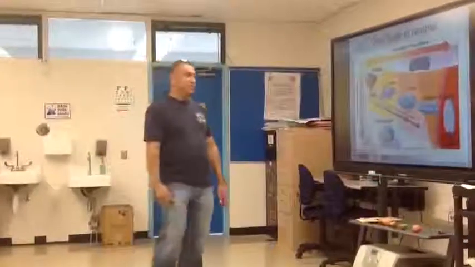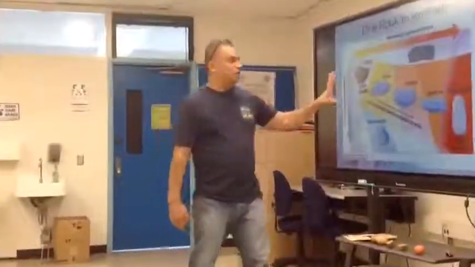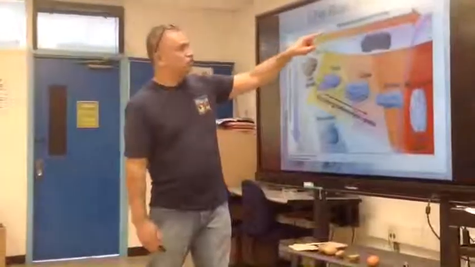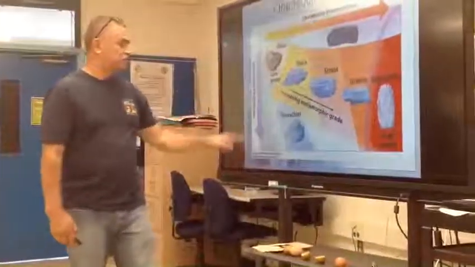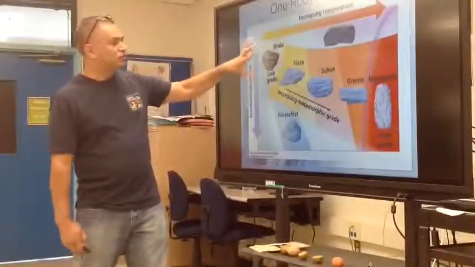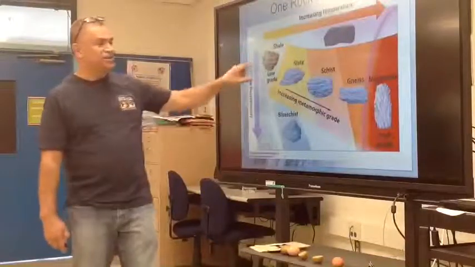This is an example of a metamorphic rock, but don't worry about the names. Just want you to focus on increasing temperature and increasing pressure. As you expose these rocks to higher temperatures and pressure, you get something different. This is how it changes.